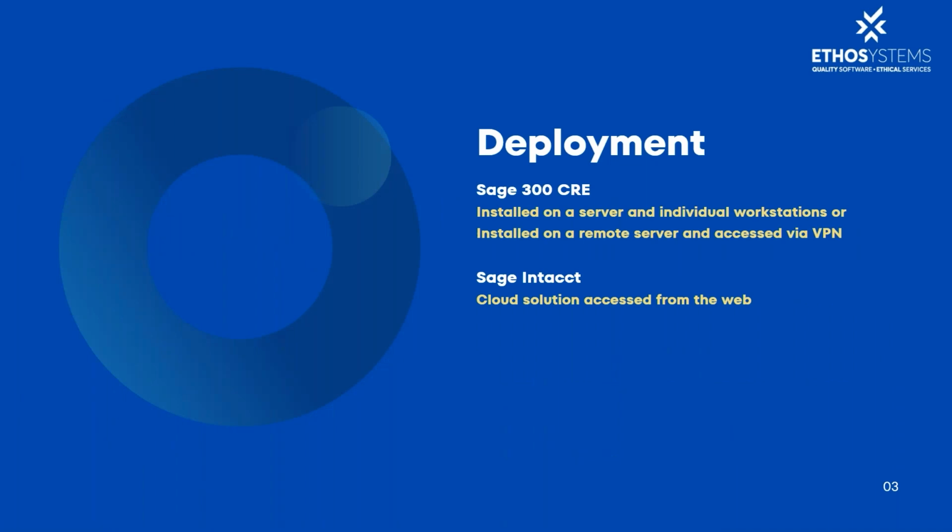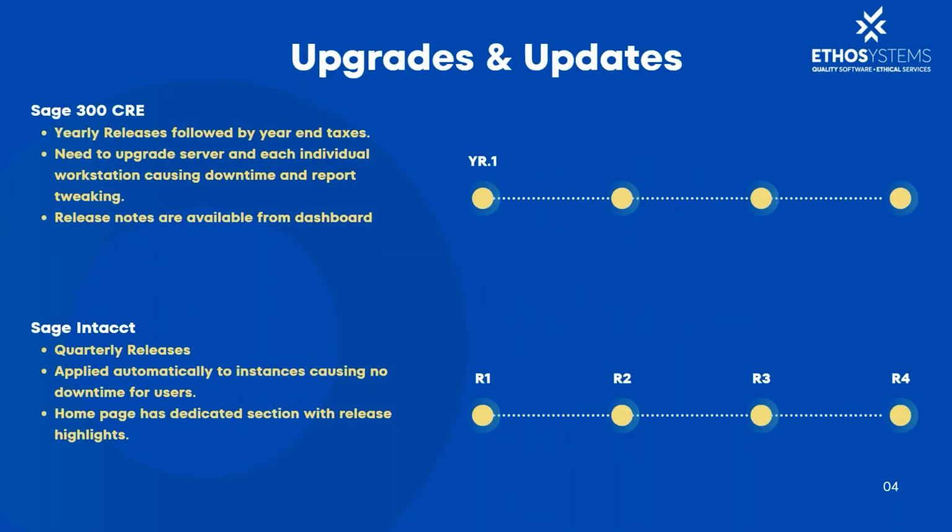So first thing is deployment. This is where the comparison starts. Sage 300 CRE is installed on a server and individual workstations, or you can put it through a hosting provider, a third-party IT company, to have it hosted, so you can access it via a VPN. Whereas Sage Intacct is a completely cloud-based solution. It's a website that you go to, so as long as you've got an internet connection, you're able to access it from your devices.